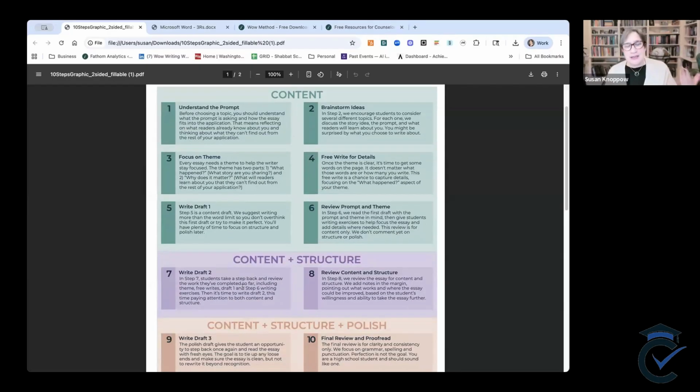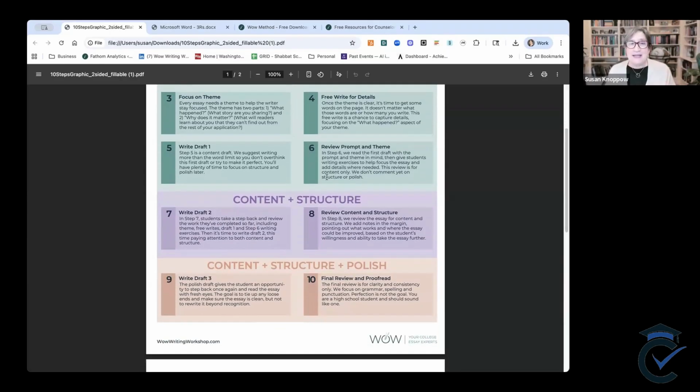So then we go through step 7, which is to write a new draft. It's a content plus structure draft. Then we review it for content and structure, focusing more on structure here. And what's happened in our scheduling, because we're known for our schedules, is the gap between step 5, the first draft, and step 7, the second draft, is about a week, where they have moved outside the essay and done writing exercises. That's important too.